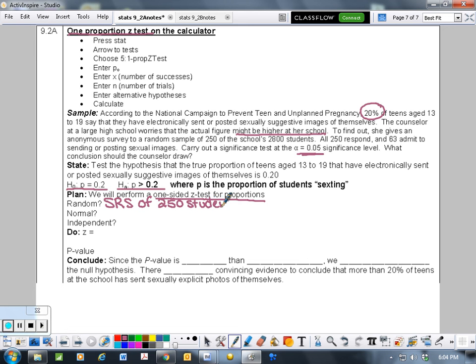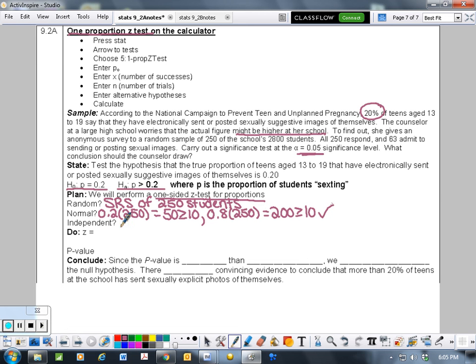So keep in mind, even though we can calculate a lot of stuff in the calculator, it doesn't check our conditions for us. That is still something we have to do. Normal: 0.2 times 250 gives us 50, which is greater than or equal to 10. So we're good there. And then 0.8 times 250 gives us 200, which is greater than or equal to 10. So we're good for the normal condition.